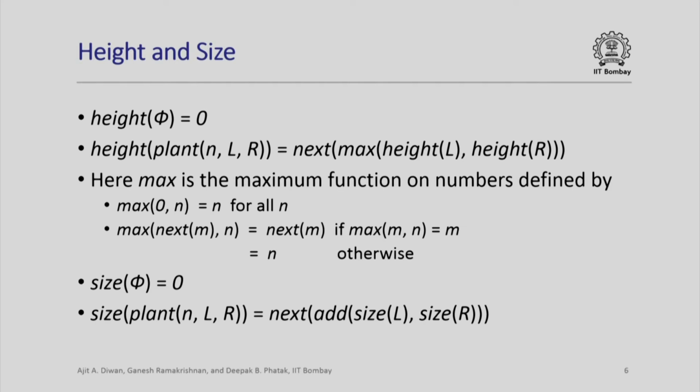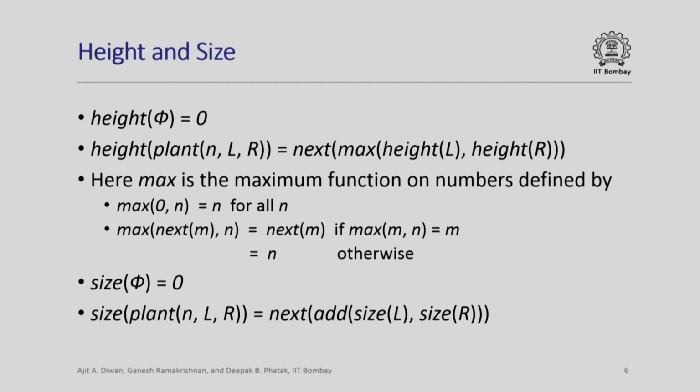So, here max is the maximum function on numbers, which we can define in our standard way. Max of 0 comma n is always n for all n, and max of next m comma n is next of m if max of m comma n is equal to m, otherwise it is equal to n.